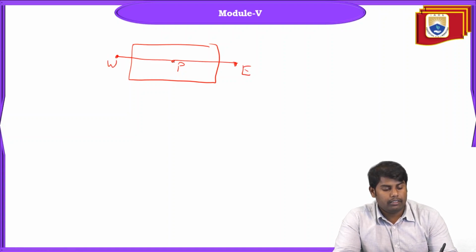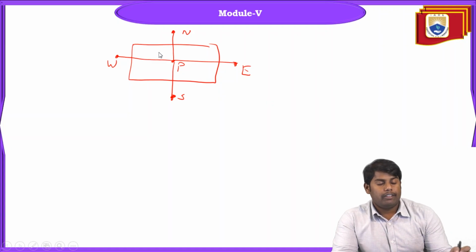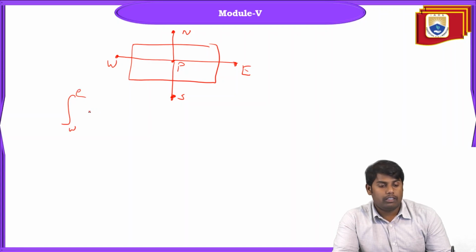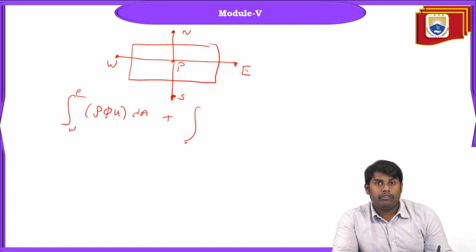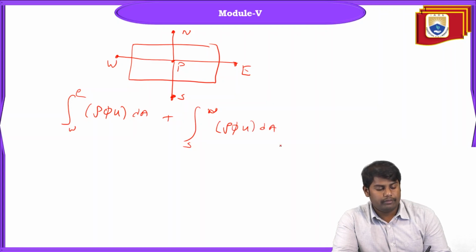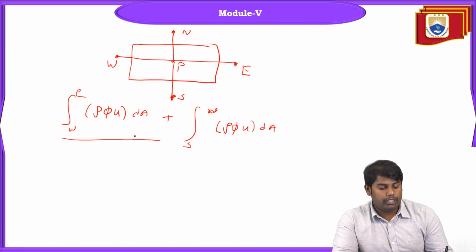This is at east. This is at north. This is at south. Okay, so what formulation do we have? When we do the integration, we have from west to east face ρφu dA, plus south to north, which is ρφu dA. So we have west to east, we have south to north. So this is what we have.